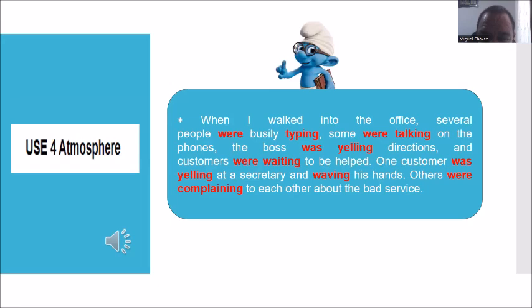In English, we often use a series of parallel actions to describe the atmosphere at a particular time in the past, such as, when I walked into the office, several people were busily typing, talking on the phones, the boss was yelling directions, and customers were waiting to be helped. One customer was yelling at the secretary and waving his hands. Others were complaining to each other about the bad service.